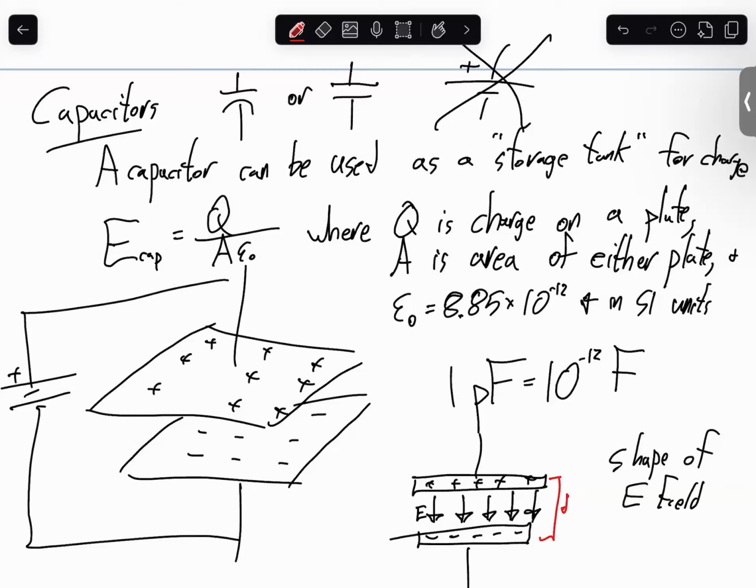Okay, now which way does electric field point? From plus to minus or minus to plus?